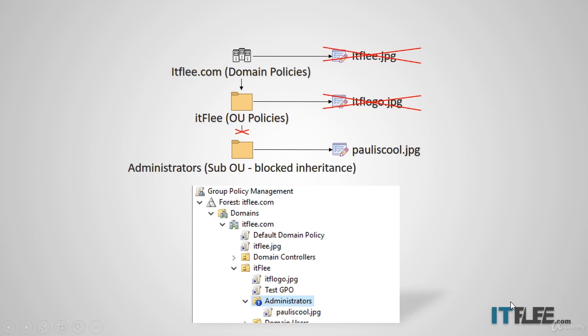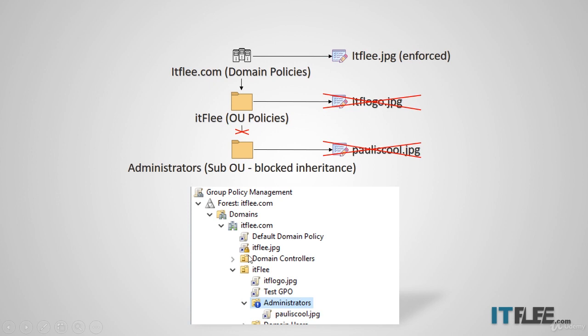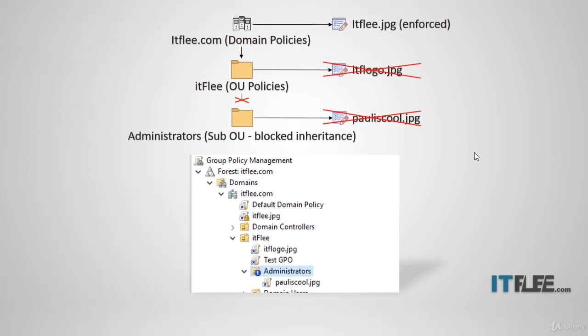Now, what if we enforce the itflee.jpg? You can see here that the icon has changed. This is the icon when you see this lock, that means the GPO is enforced. And when you see this exclamation mark, that means the GPO is blocking inheritance. What's going to happen in this particular circumstance is that itflee.jpg will take precedence because it is an enforced GPO. So remember, we have local, site, domain, organizational unit, and then enforced. So enforced always wins over all of those.